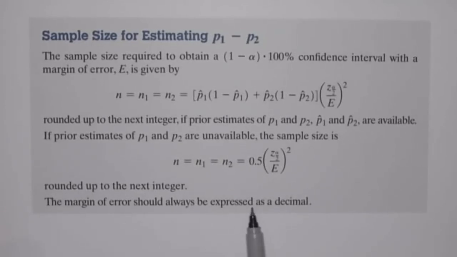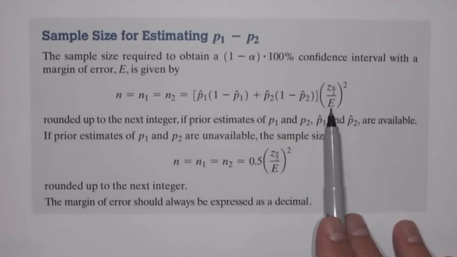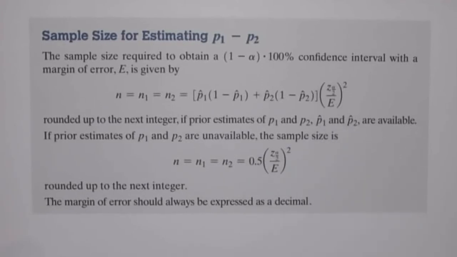The margin of error should always be expressed as a decimal. So this margin of error may be stated as a percent, but we're going to enter it as a decimal in this formula. So let's take a look at an example.